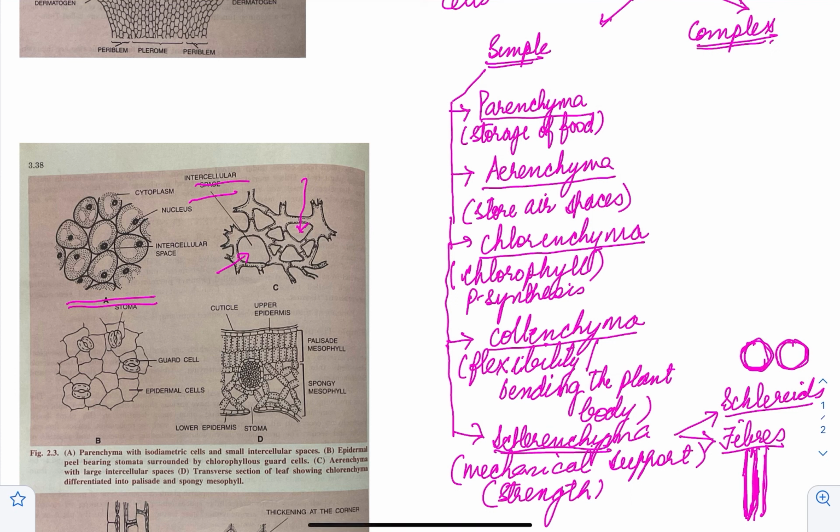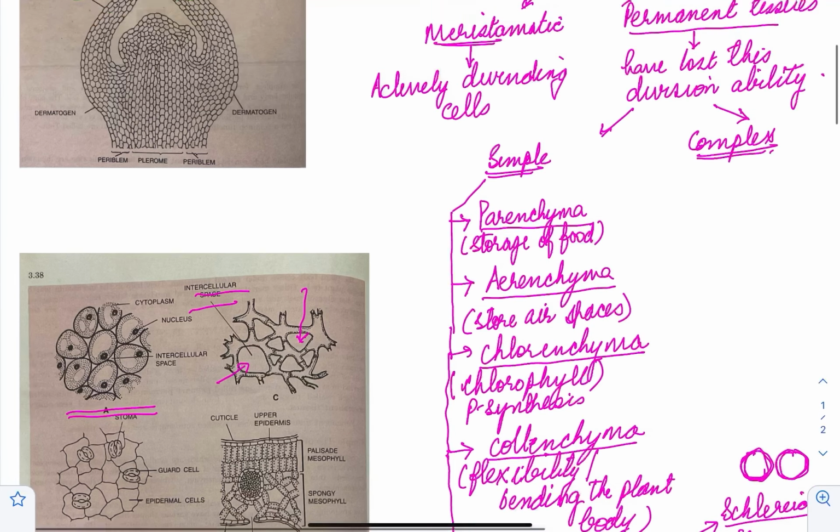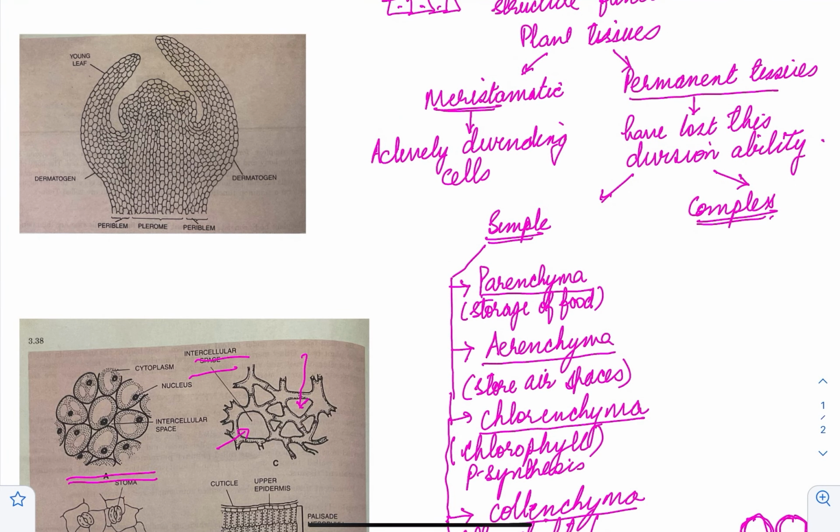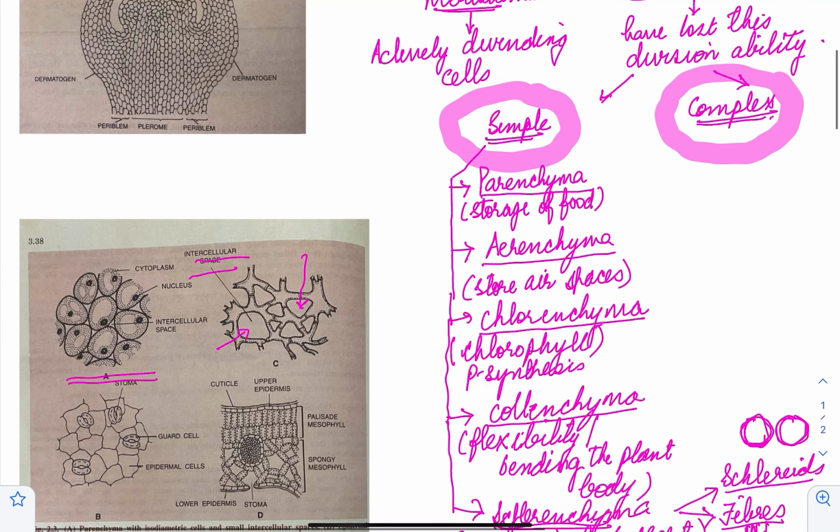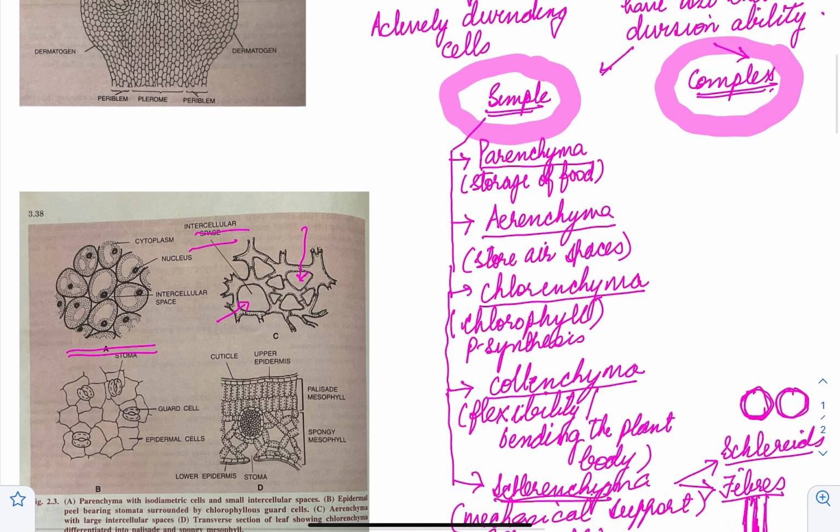So again, to summarize, if you talk about permanent tissues, they've lost their ability to divide. They are of two types. One is simple, another one is complex. I'll just talk about complex tissue in a while. So there are five basic categories that we have studied under it. The first one is parenchyma tissue, that helps in storage of food.